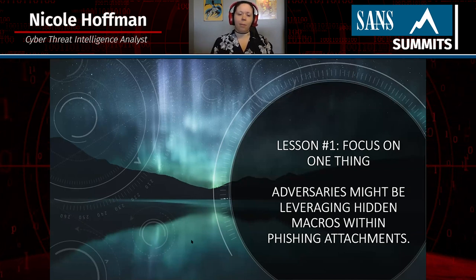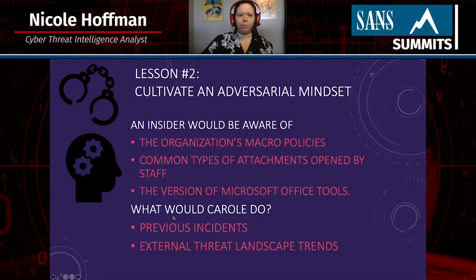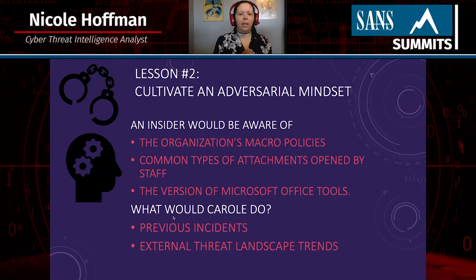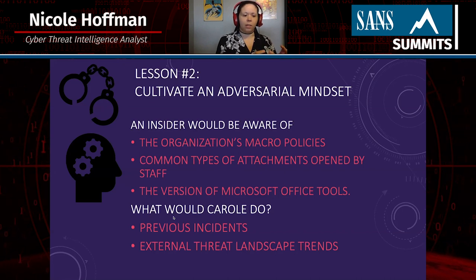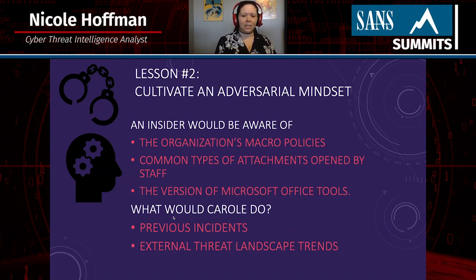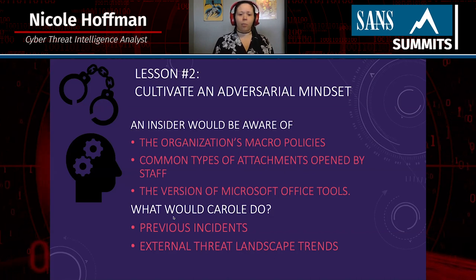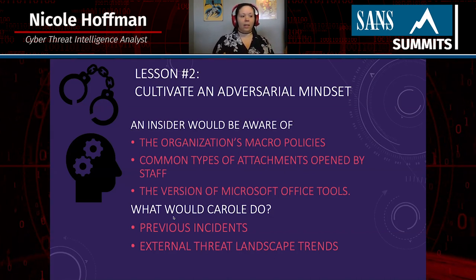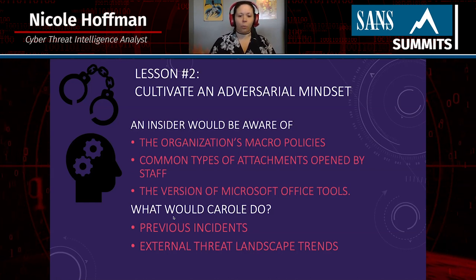You want to make sure that your hypotheses are not too general, because it just becomes overwhelming. You want to start small. Look for a single technique that adversaries are using. And remember, when you're cultivating an adversarial mindset and trying to think of all the things that you need before you start hunting, you want to remember not only to think about what Carol might know about your organization, and based upon previous incidents, if someone's been testing your defenses, what information could they possibly have found out? Could they have used previous versions of Microsoft Office tools? All very important, as well as what is Carol's shenanigans outside the organization? What has she been doing in the wild?